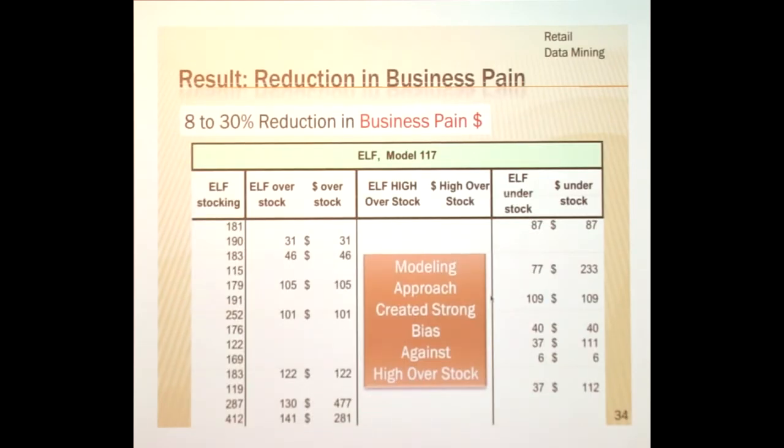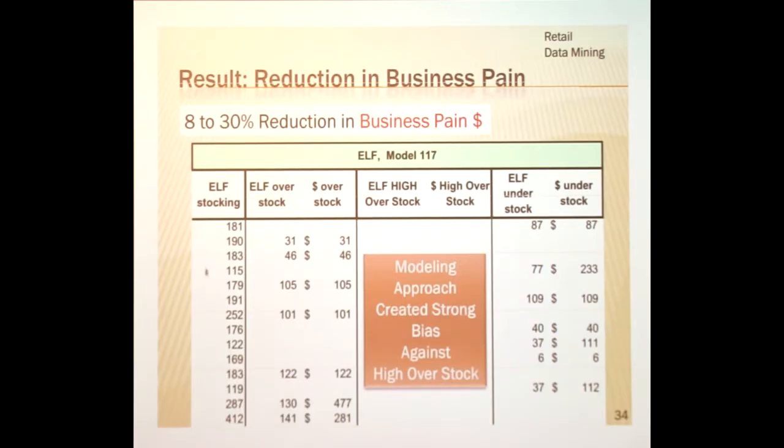Okay. And so talking about the reduction in business pain dollars. So I would have a particular store item combination. If we had overstock, or if it was understock. And then I would also have a separate metric I would be reporting and looking at very closely. If it was high overstock, that would be like over the 4 weeks overstock.